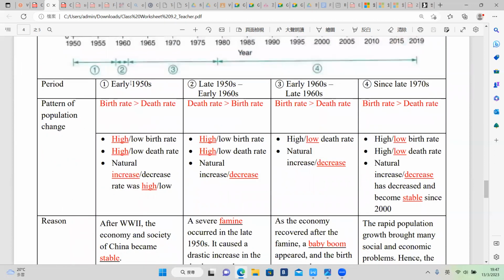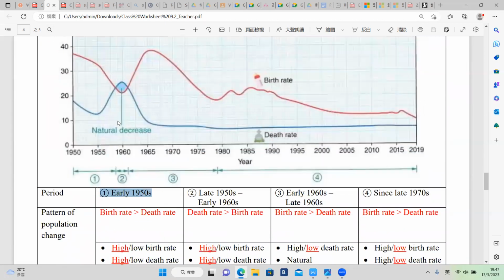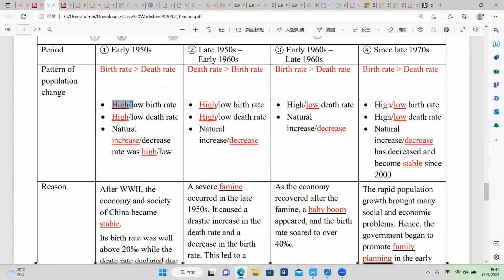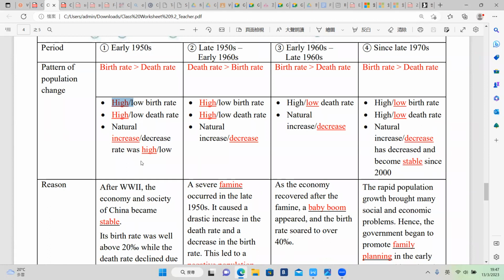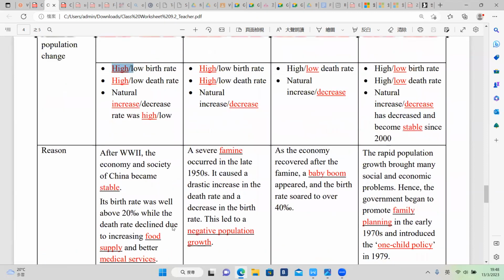What is the population change in China? First of all, in the early 1950s, the birth rate was larger than the death rate. Why? Because it was right after the war. The baby boom took place, with a high birth rate and high death rate, and the natural increase is high. The economy and society became stable, so there was a baby boom, and the death rate was declining because of increasing food supply and better services. The population grew rapidly as a result.